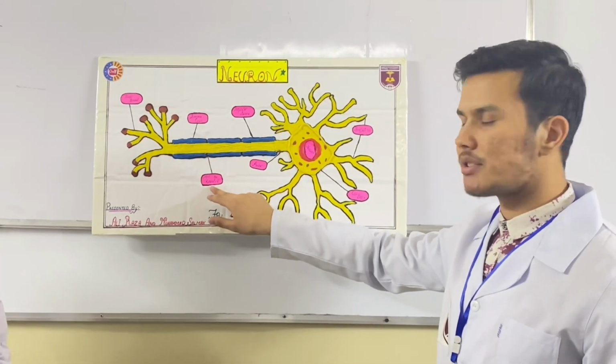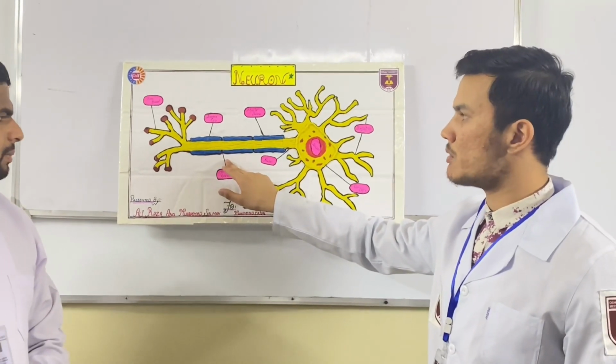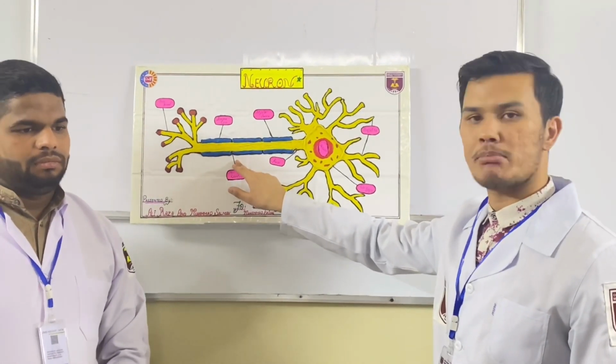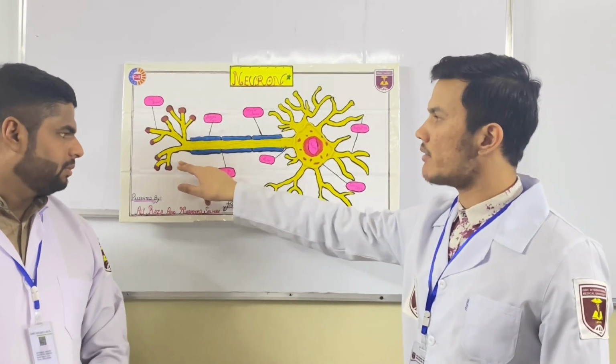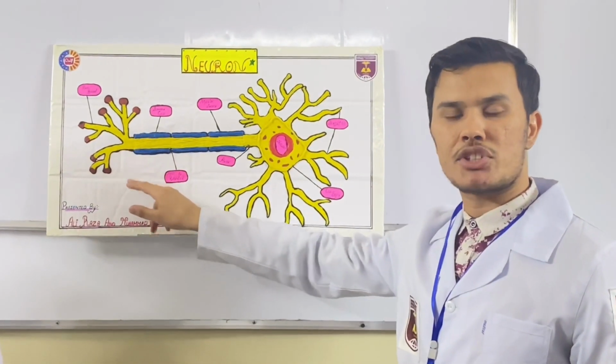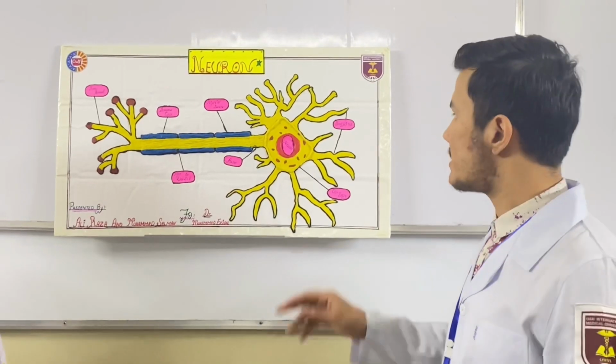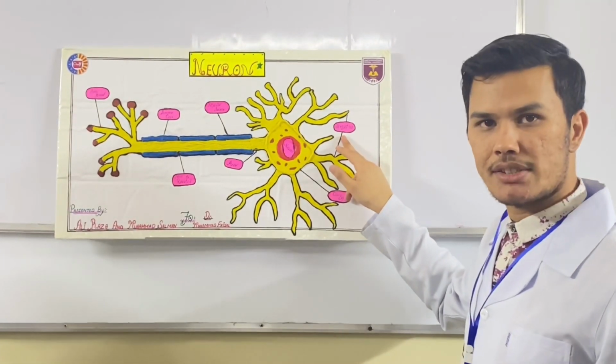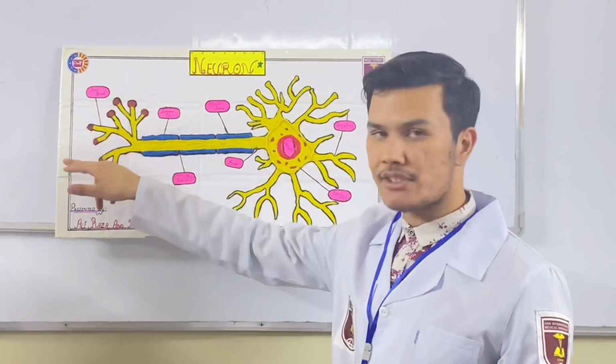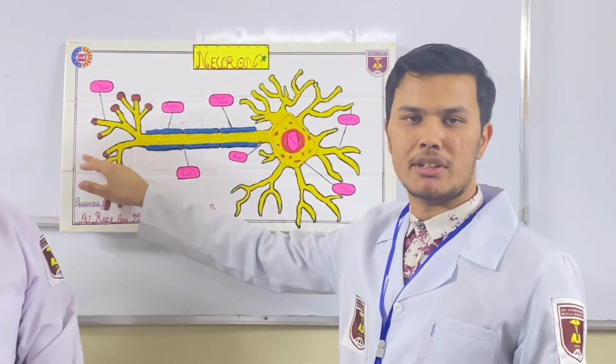And also we have nodes of Ranvier, which is a gap between two myelin sheaths. And the next thing we have is the axon terminal. Now what is the function of the neuron? The neuron basically receives a message through the dendrites and gives the message to the next neuron through the axon terminal.